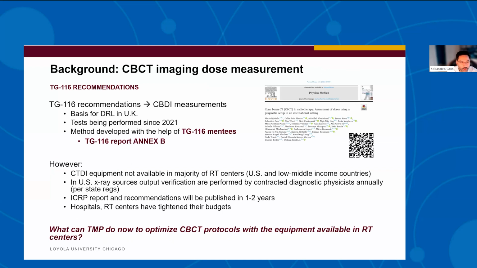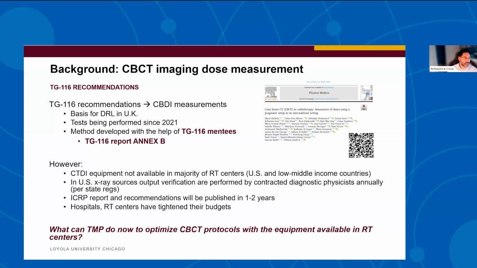And Tim mentioned the paper that was just published. You can also have a short description of the method in the Annex B of the report. But here's the problem. CBDI requires CTDI equipment, and again, it's not available in the majority of radiotherapy centers.